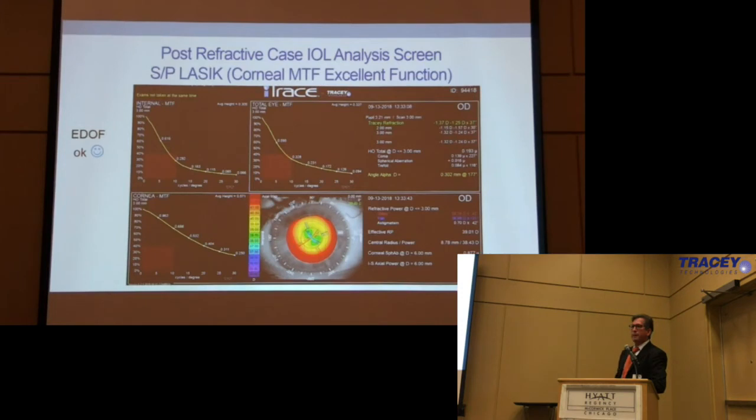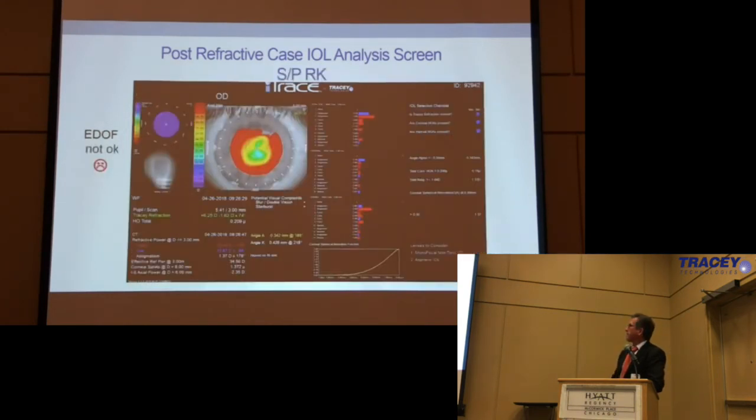But what's important now is to look at the MTF curves. What you want to differentiate is whether you have a patient with a poor quality cornea with low MTFs versus a good quality cornea. And here you can see that she has excellent quality of vision in her cornea, and her vision decline is all related to her lens. So in this kind of case, I really don't have a problem going with an extended depth of focus lens, and that's exactly what I did.